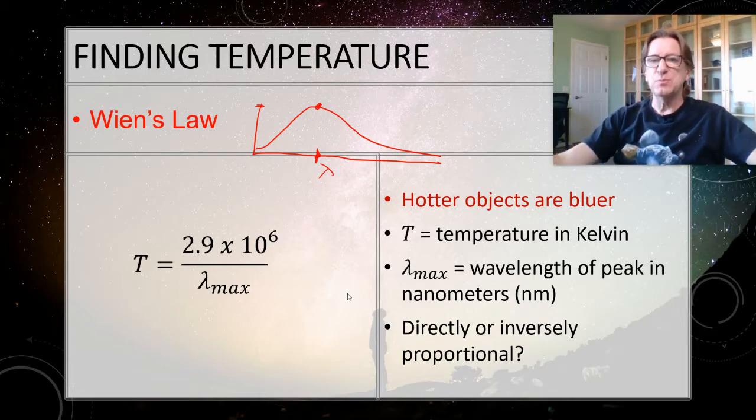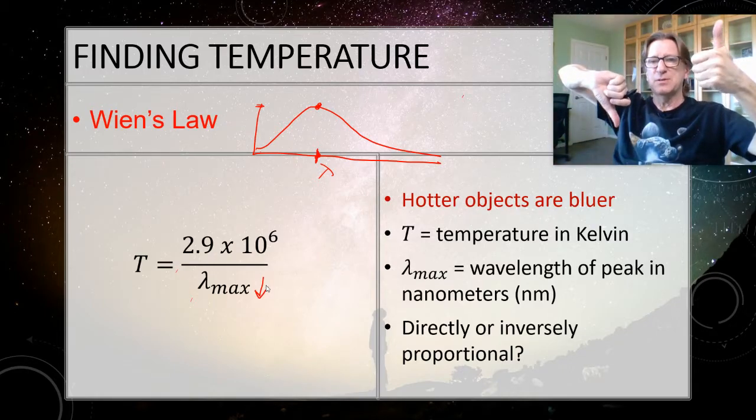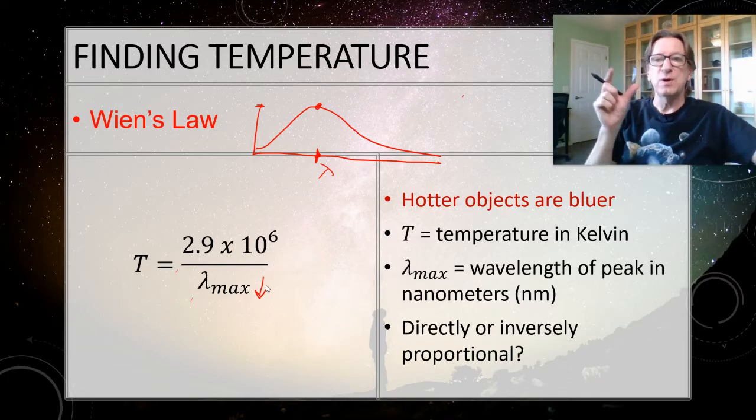Now, hotter objects are bluer, so think about it: if something's bluer, does it have a long wavelength or a shorter wavelength? Think about it. Gamma rays are blue. Do they have a long wavelength or a short wavelength? They're going to be very short. So let's suppose that I've got a shorter wavelength here. As the wavelength goes down, these are inversely proportional, so the temperature goes up. If the wavelength gets shorter, it's bluer, and the temperature goes up.